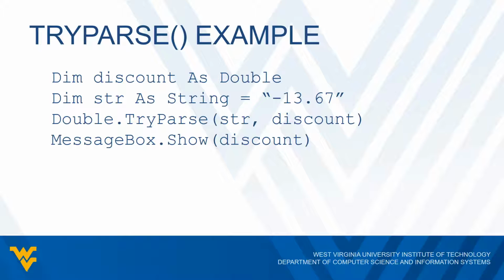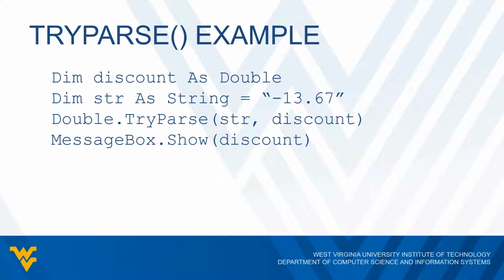Okay, so I lied about the whole trying the example one more time. We're going to actually do it a couple more times. So here we have discount as a double. Here our str string is now negative 13.67, and we're going to try to convert this to a double. So I'm going to ask you again, do you think this will work? Pause the video, think about it. If you think you know the answer, resume and see if you actually got it right.